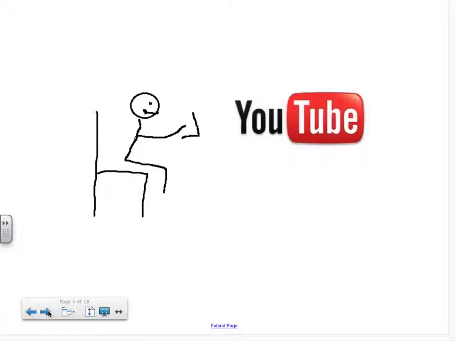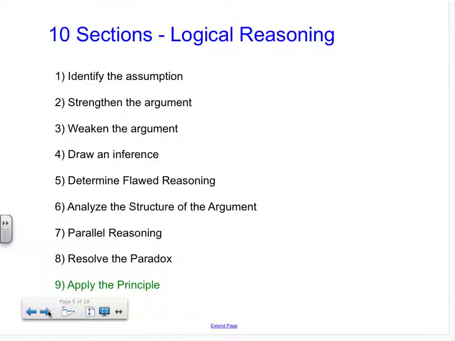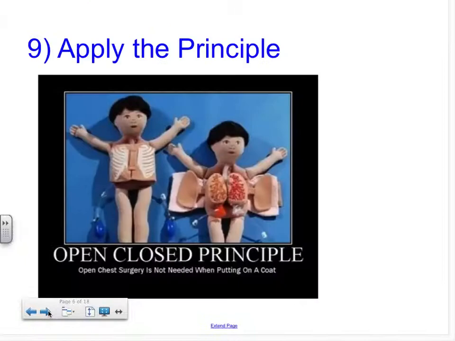Well, here's the deal. Today we'll be talking about the 9th section on the logical reasoning module on applying the principle. You may be wondering what applying the principle is. Essentially, when you come across a question on applying the principle, you're going to be looking for an answer choice that follows the general rule stated in the passage. We are going to be looking at two types of apply the principle questions in this video. The first one will be the specific principle scenario, and the second will be the general principle scenario.